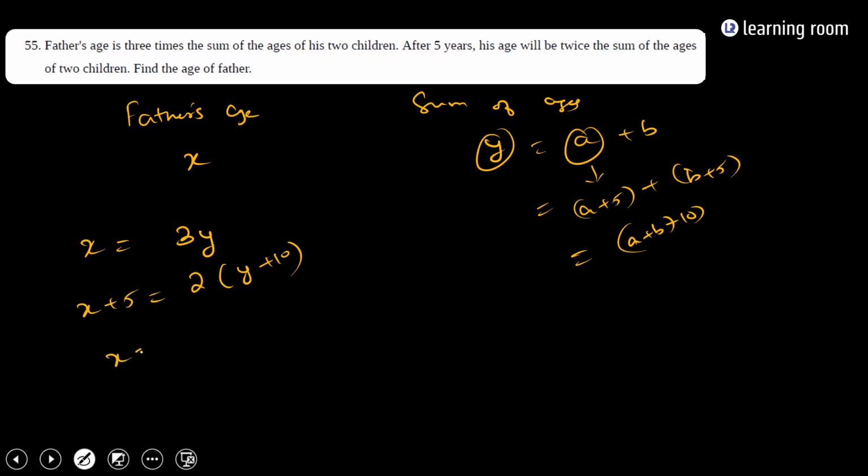So now solve it. 3y plus 5 is equal to 2y plus 20. So y will be 15. This makes sense. So y is 50, x is 45.